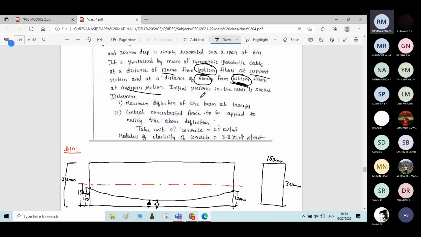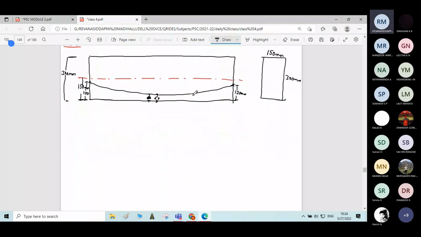The initial prestress in the cable is 300 kilonewton. Prestress in the cable is given. It is given as 300 kilonewton.